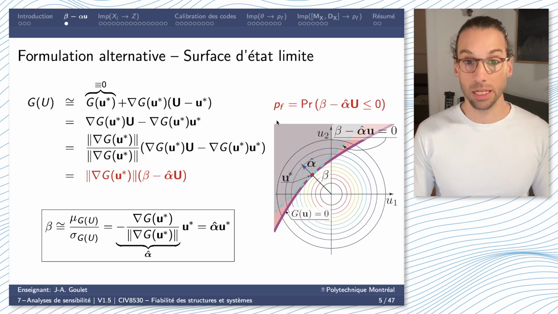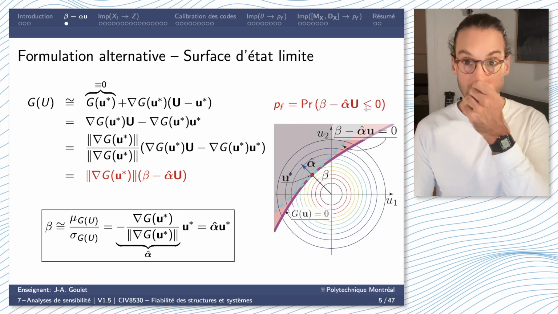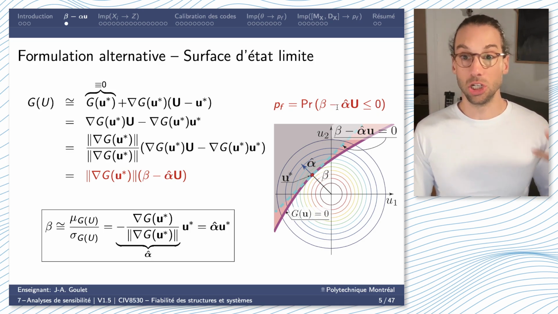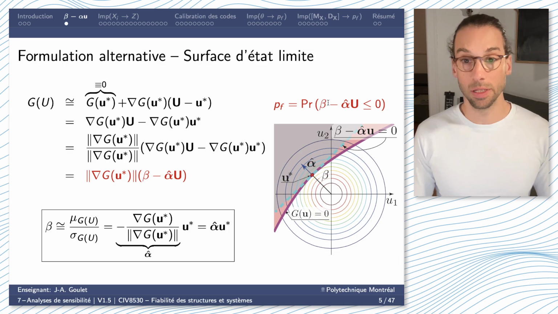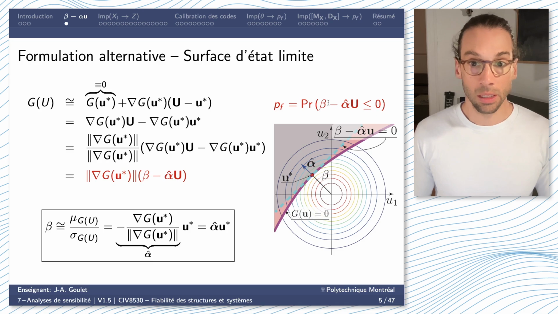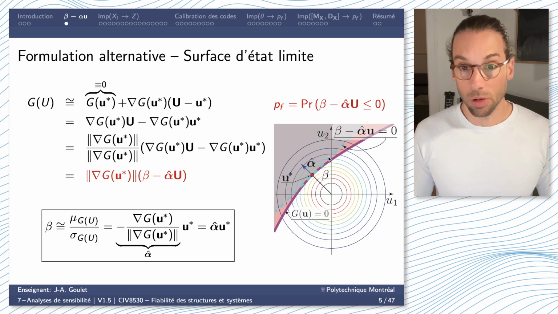So in that case, we can see that the probability of failure is the probability that beta minus alpha u is less than or equal to 0. Just like before, PF was the probability that g of u is less than 0. Anyway, so here we have our limit state surface. So in sine, we have beta minus alpha u equals 0 here.